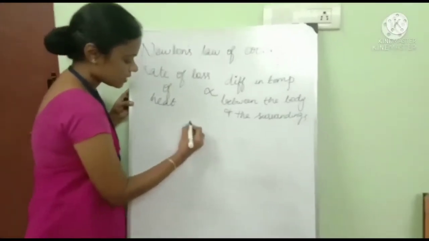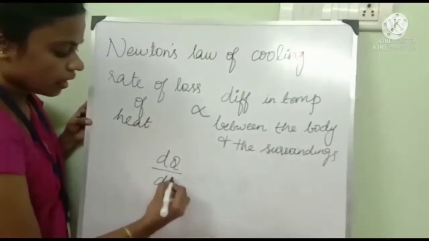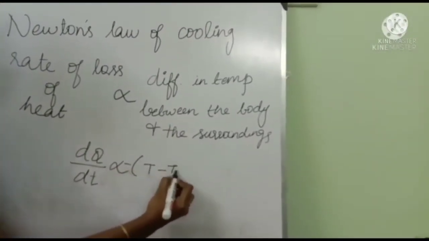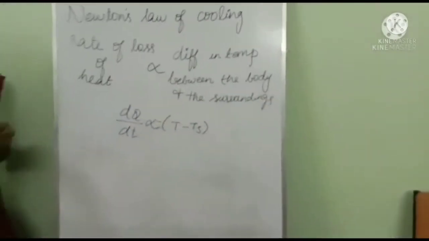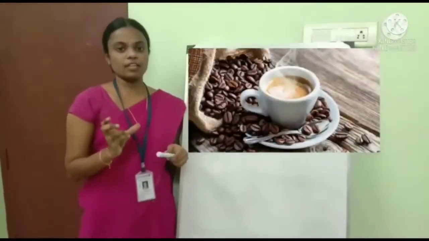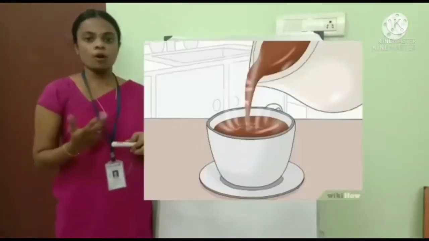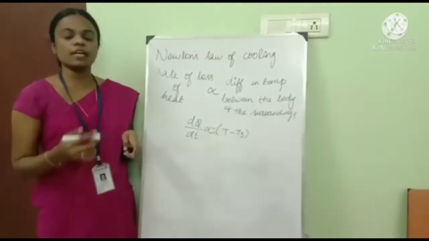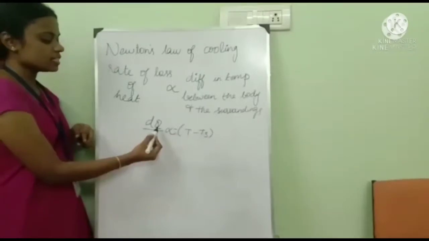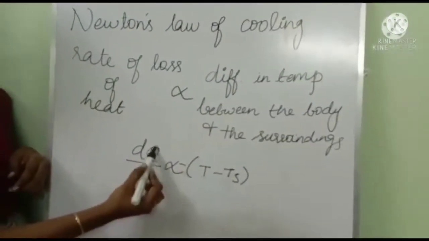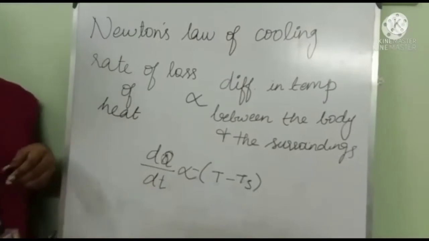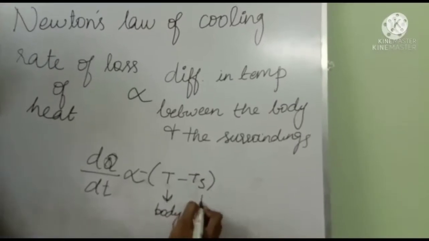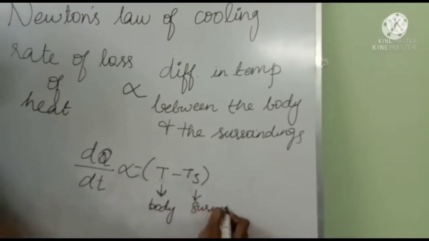This can be written as dq by dt is proportional to minus of T minus Ts. For example, when you are taking a cup of coffee and you allow it to cool, what happens? After some time, it attains room temperature. This is the process of heat transfer as time passes, where dq by dt is the rate of heat transfer, and T minus Ts, where T is the temperature of the body and Ts is the temperature of the surroundings.